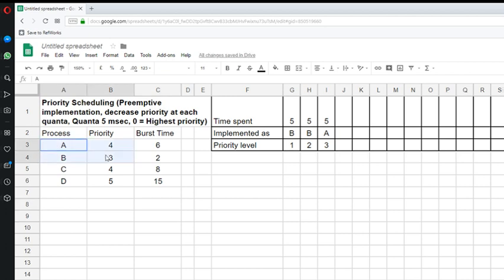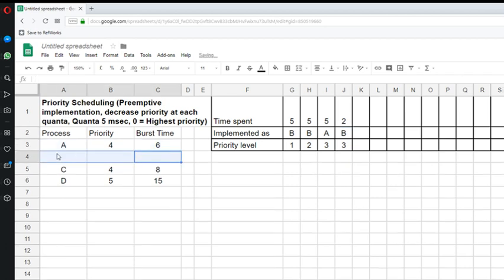All right, now the scheduler again looks at the table. Which of these processes now has the highest priority? In this case, it's B. So again, B will run with a priority level of 3, but this time only for 2 milliseconds. Right, it runs for 2 milliseconds and it blocks. Let's assume it blocks, so it gets removed from the table.